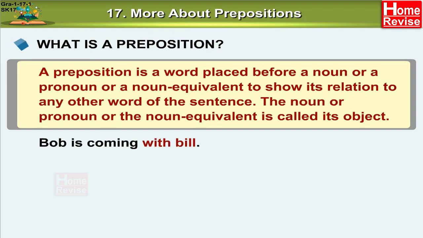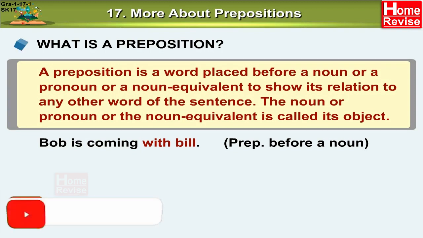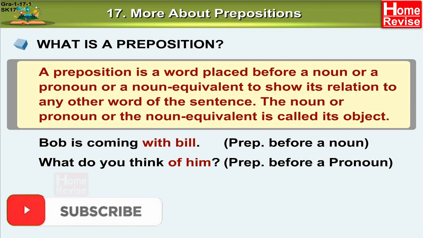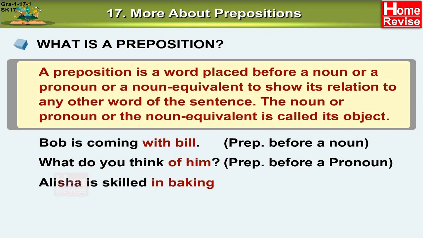Bob is coming with Bill. Preposition before a noun. What do you think of him? Preposition before a pronoun. Alicia is skilled in baking. Preposition before a noun equivalent.